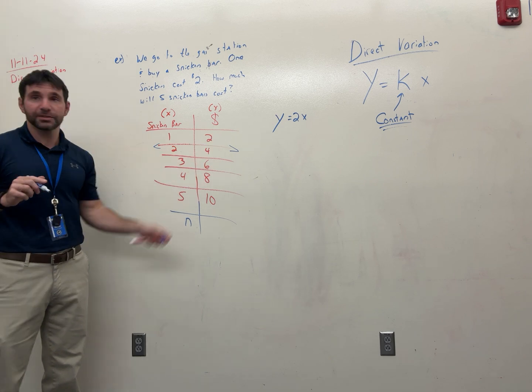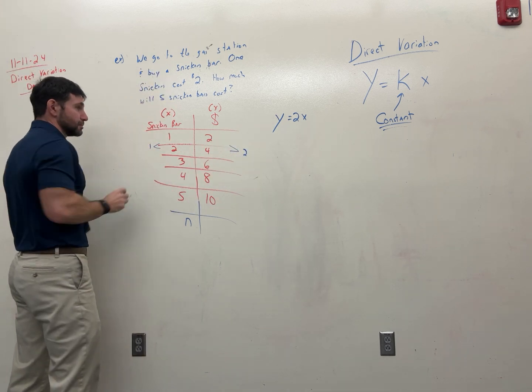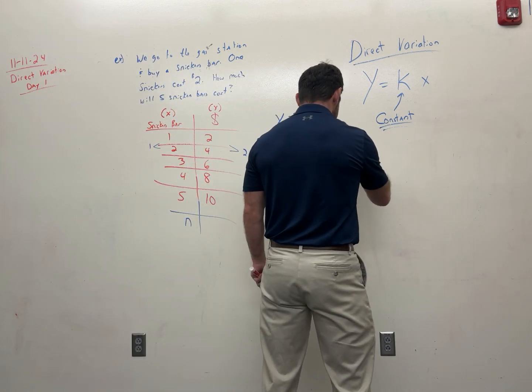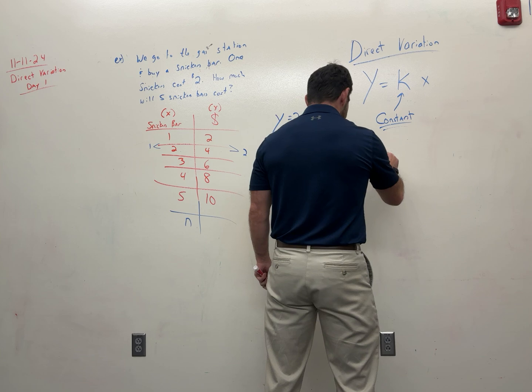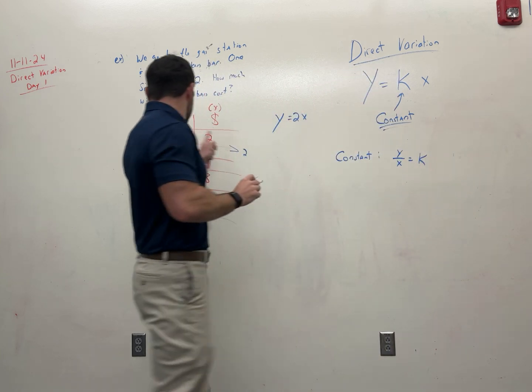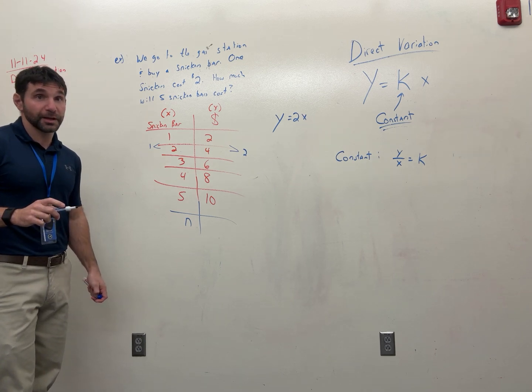To find the constant, what's 4 minus 2? 2. What's 2 minus 1? 1. To find the constant, it is found by doing y divided by x equals k. 2 divided by 1 is? What's 2 divided by 1?